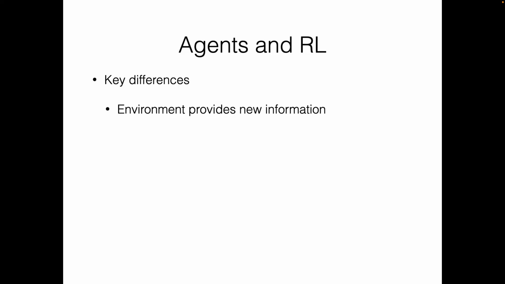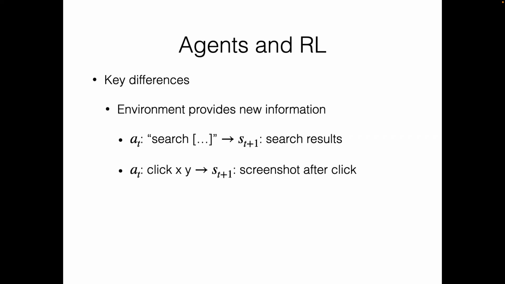And then at the very end, maybe the environment actually runs the reward function. But now we have these meaningful transitions between states. So for instance, if our action is search, now the environment in the next state is actually coming back with some search results. And so there's kind of new information, kind of non-trivial things happening in these transitions. Similarly, if you click, then the computer is actually executing something and then giving you the next screenshot.